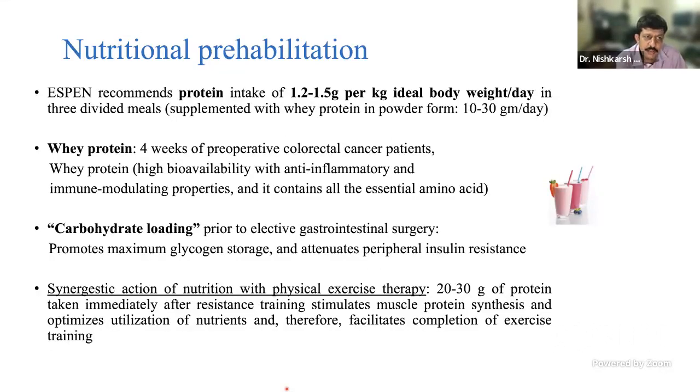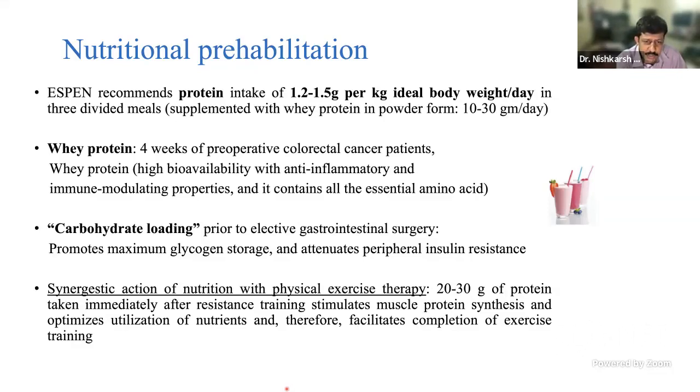Now, as I said, nutritional prehabilitation is an important component of prehabilitation. So ESPEN recommends protein intake of up to 1.2 to 1.5 per kilogram ideal body weight in a day in 3 divided meals, supplemented with whey protein in powder form. So usually 10 to 30 grams per day. Whey protein, 4 weeks in preoperative colorectal cancer patients, has improved bioavailability with anti-inflammatory and immune modulating properties, and also contains the essential amino acids.